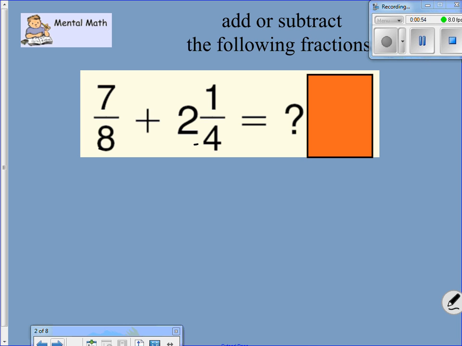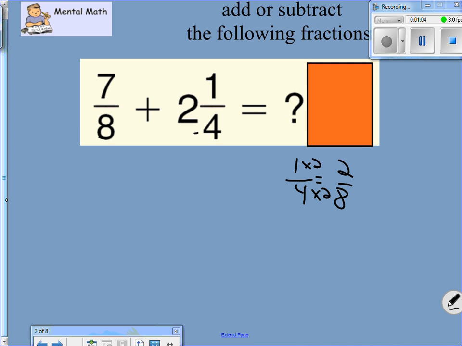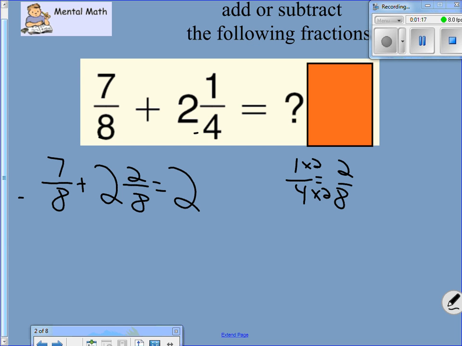So I'm going to change 1/4 into 8ths. Going times 2 gives me 2/8. So I'm going to rewrite this problem here. So I have 7/8 plus 2 and 2/8. Go ahead and add these up. I don't have a big number here. 2, so I have a big 2. 7 plus 2 is 9/8.